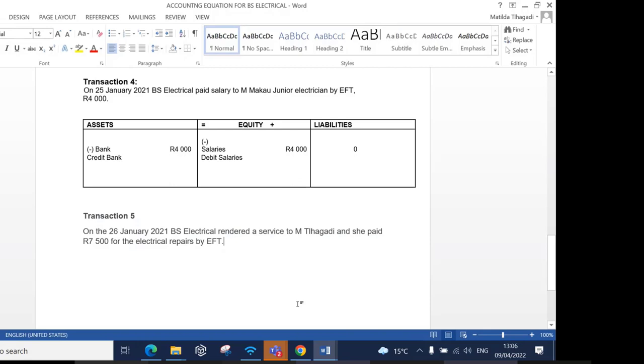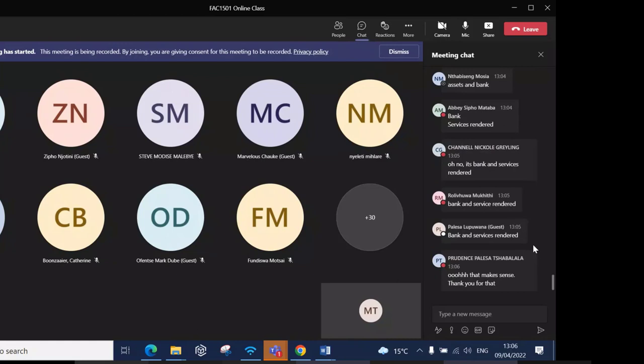So the question is, what are the two accounts? Before I mention the two accounts, I want you to remember this point. Please write this one down and make a note of what I'm saying now. If a company, for example BS Electrical, is buying on account, everything bought on account will always affect your creditors, your trade payables. This will be a credit transaction. Anything bought by cash or EFT will be a cash transaction, which will affect your bank.